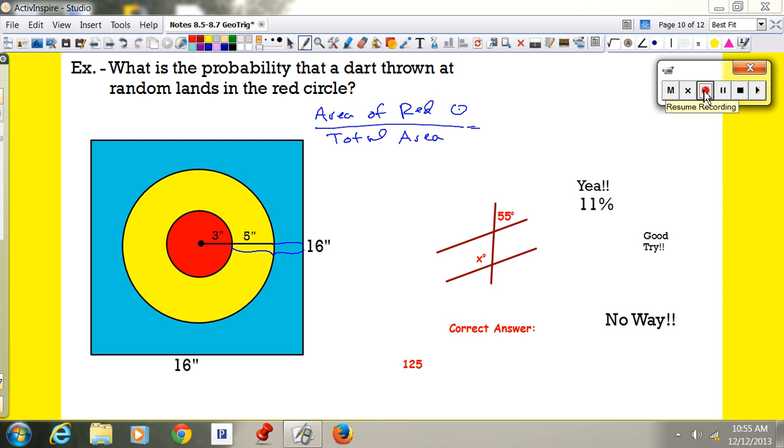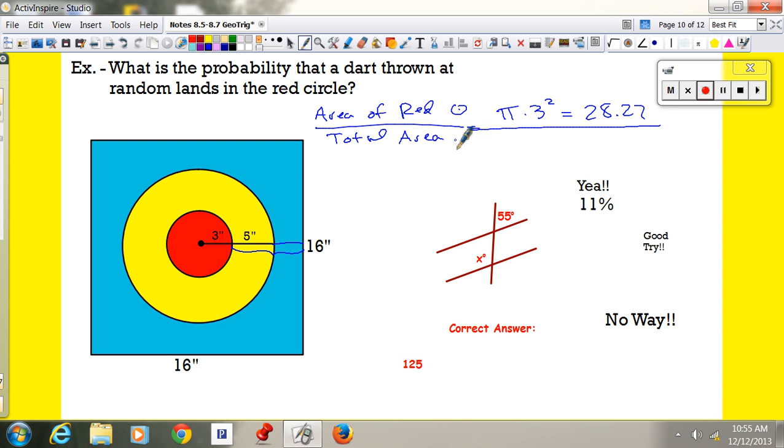How do I find the area of the red circle? Pi r squared would be pi times what squared? Pi times 3 squared. Okay, and then that's going to equal, let's see what we get on our calculator. 27 point something, I think, or 28 point something. 9 pi is 28.27.